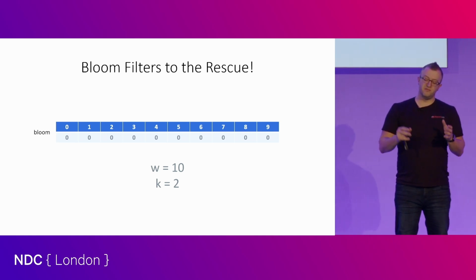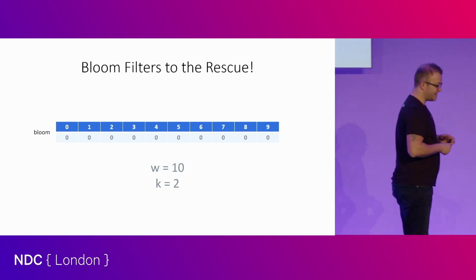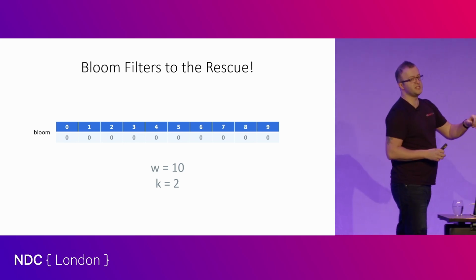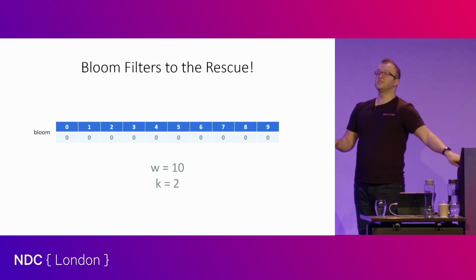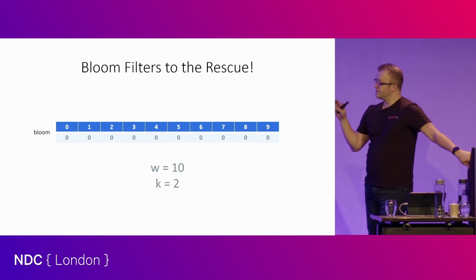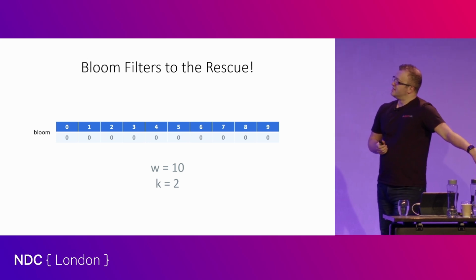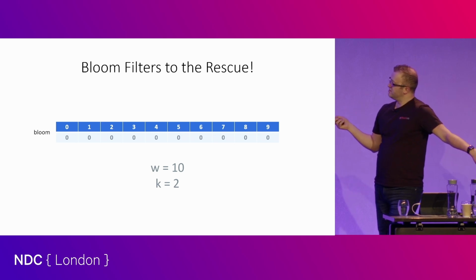Now, a Bloom filter is a probabilistic data structure. And in order to explain it, I'm going to take you through this example of a rather simple Bloom filter, but it demonstrates all of the qualities. A Bloom filter, as you can see here, is an array of bits, all initialized to 0. So the width of the filter W is 10. In this case, we have 10 bits.